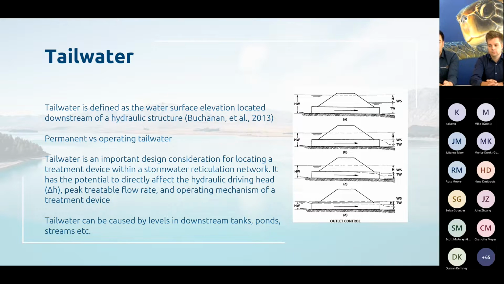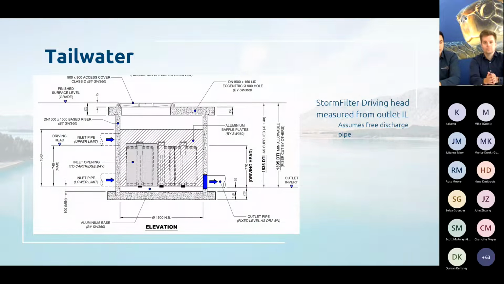Now, tailwater is a really important consideration when you are designing a treatment system, as it can directly affect the available driving head by reducing it, and that will reduce the maximum treatable flow rate, and it won't be able to treat what it was designed for. So now Matt will show you how tailwater can affect the treatment system.